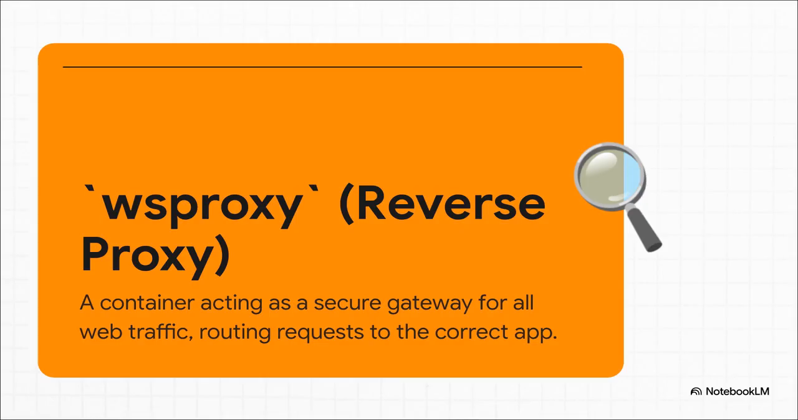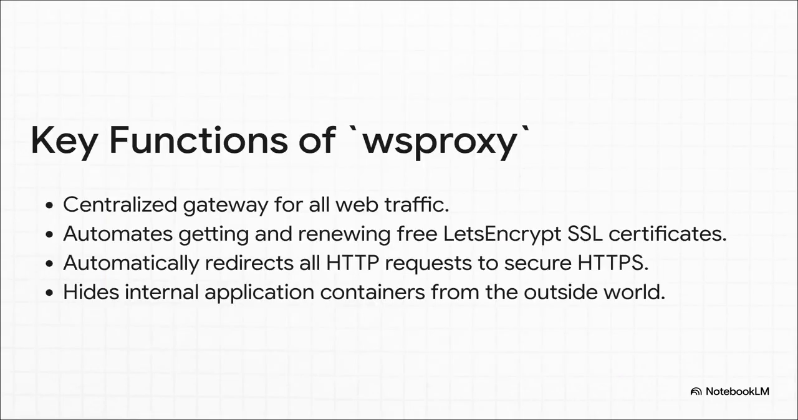All web traffic hits this one container first, and it acts like a traffic cop, automatically routing every request to the right application container behind the scenes. And this one container is an absolute powerhouse. It automates the entire process of getting and renewing free SSL certificates from Let's Encrypt. You never have to think about it again. It forces everything to use secure HTTPS, but maybe most importantly, it completely hides your actual application containers from the internet. They don't need to expose any ports at all, which shrinks your attack surface down to almost nothing.